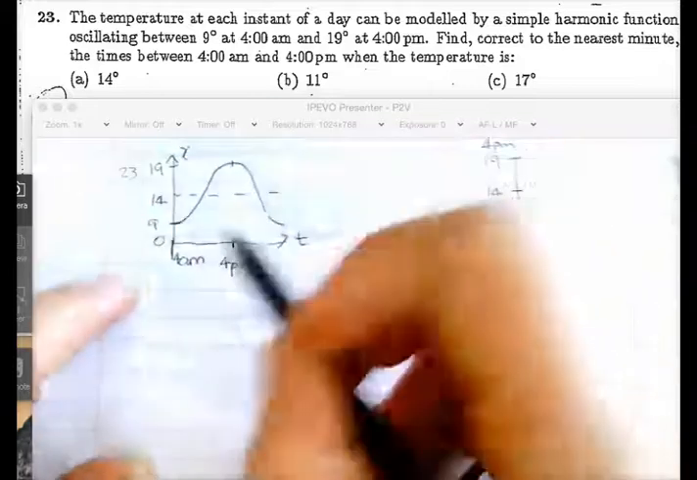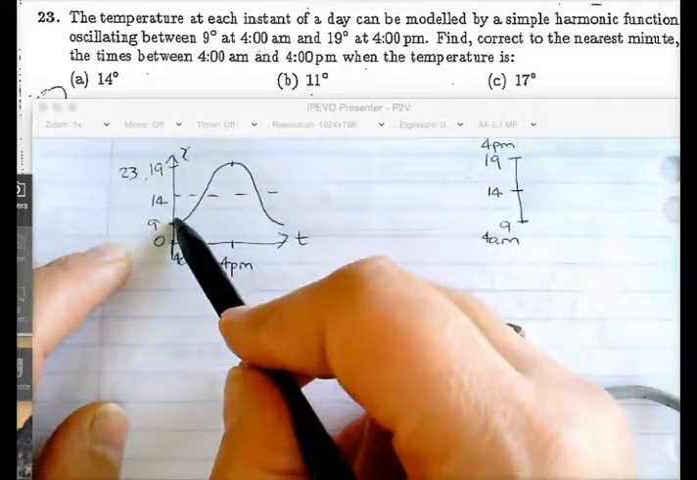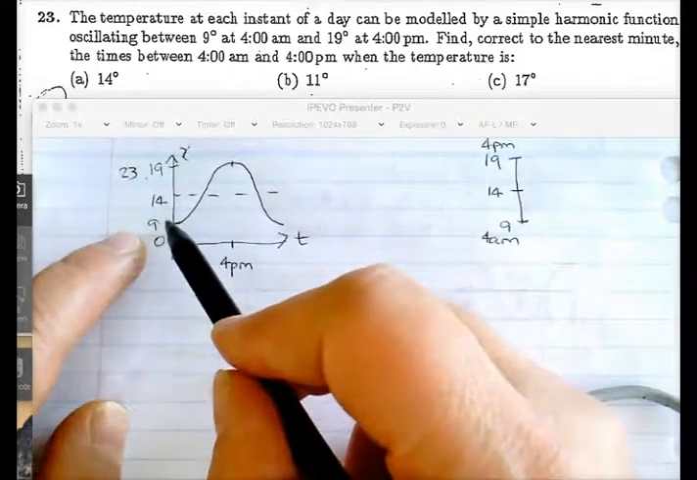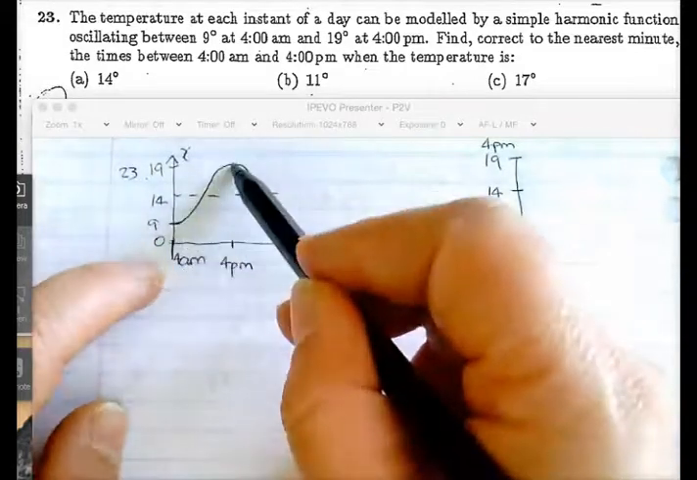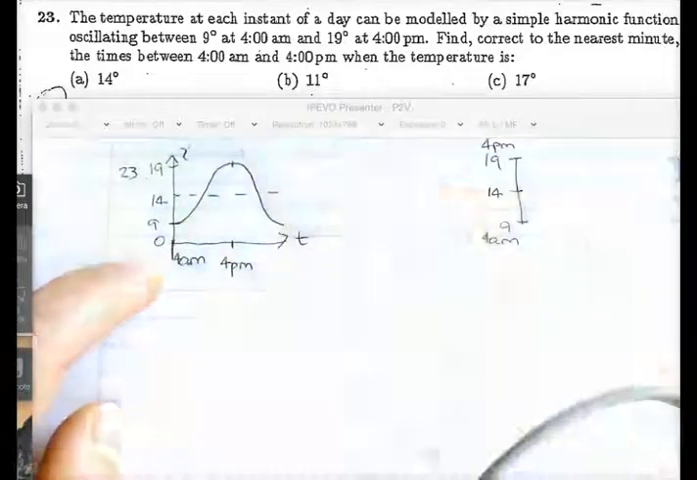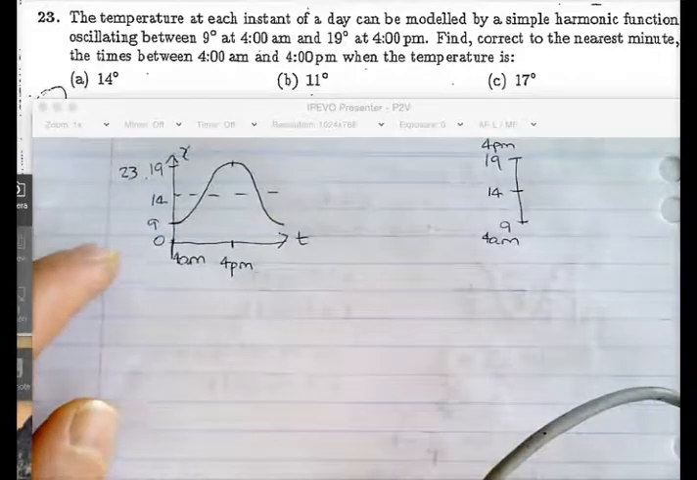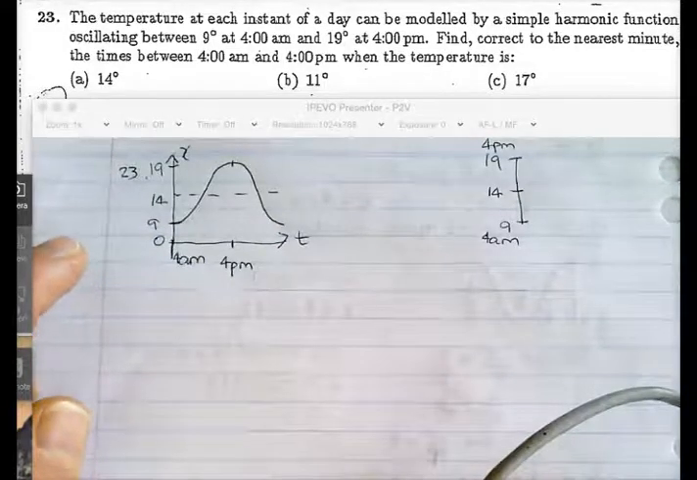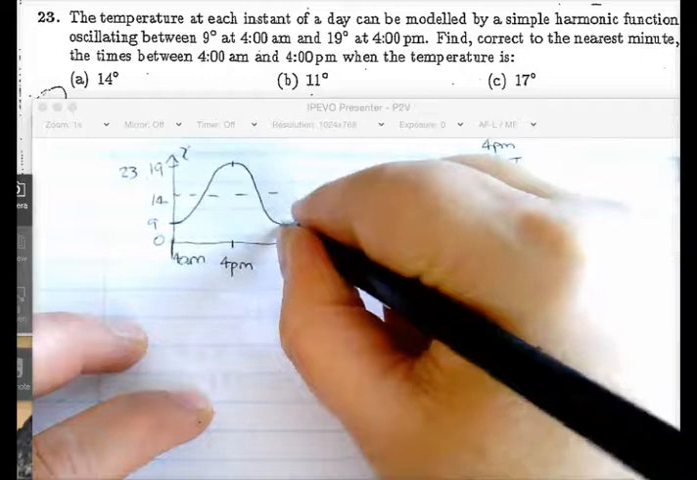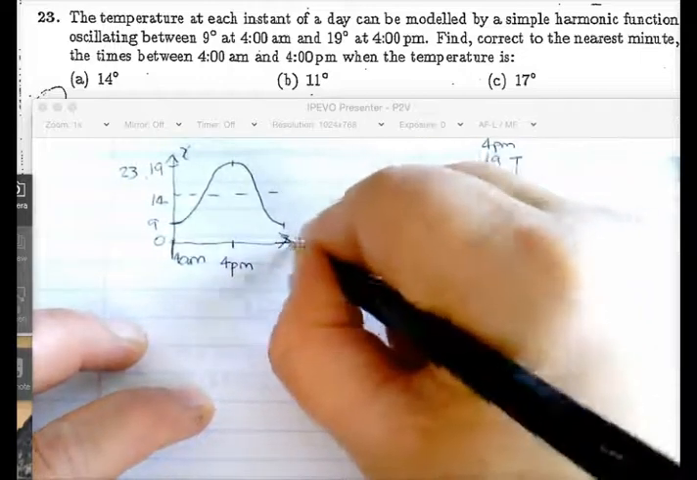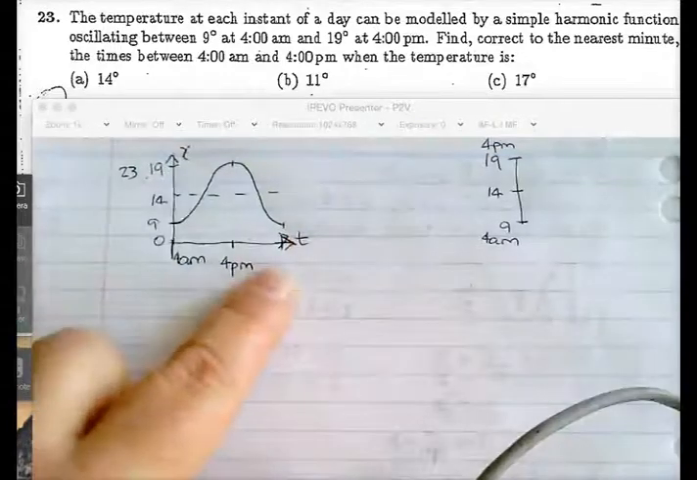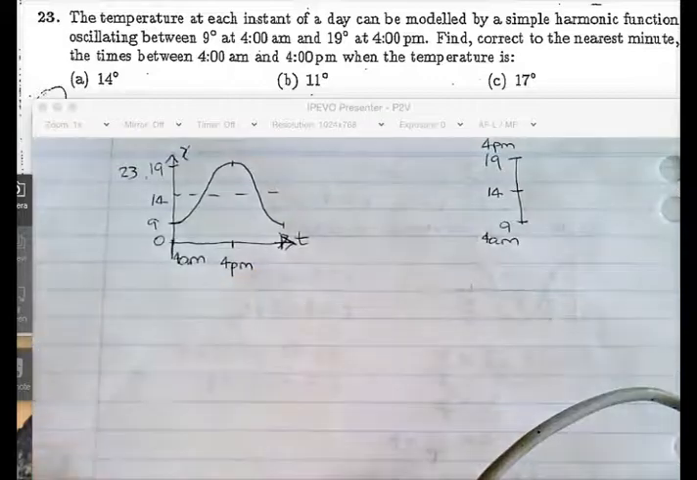All right, now, see, girls, I've drawn it. The low temperature of 9 degrees is at 4 a.m. in the morning, and the high is at 4 p.m. They've told you simple harmonic motion, therefore it's a sine curve or a cosine curve. Tell me what time this is when you're upside down. Tell me what time it will be when you're back at... What's the next time here?